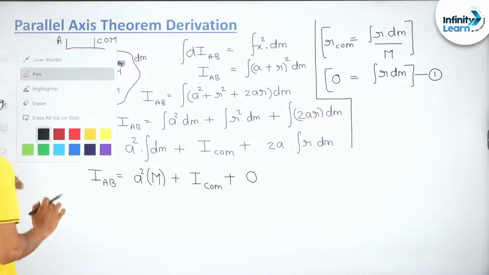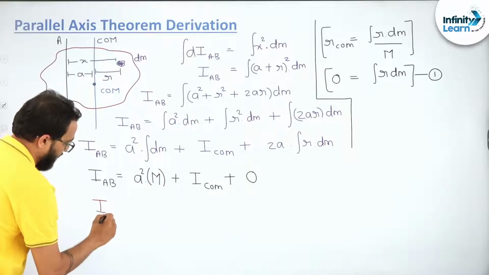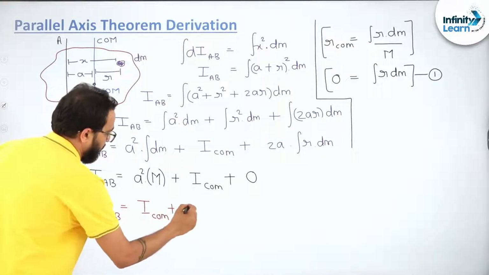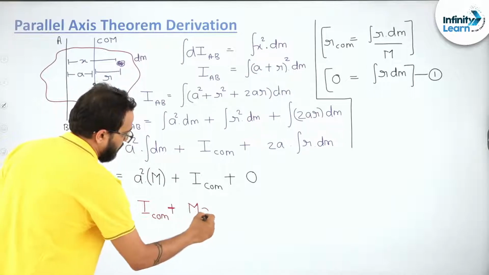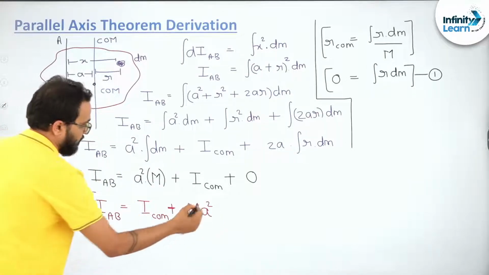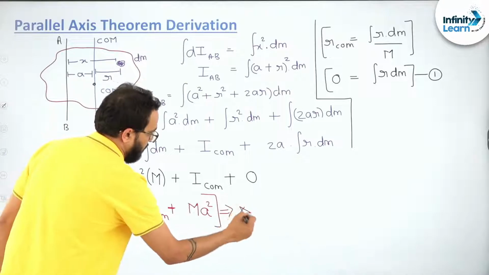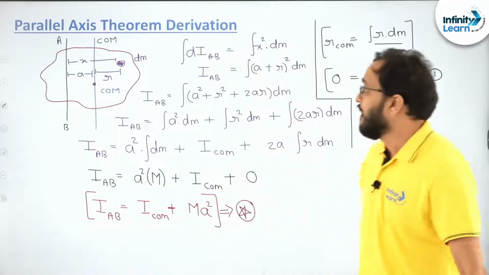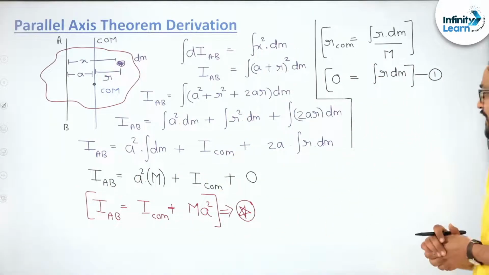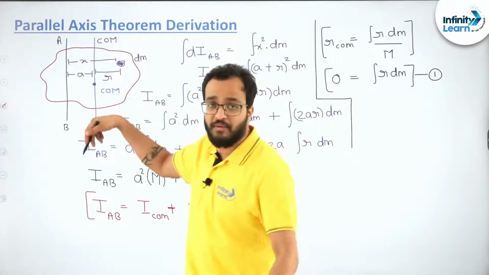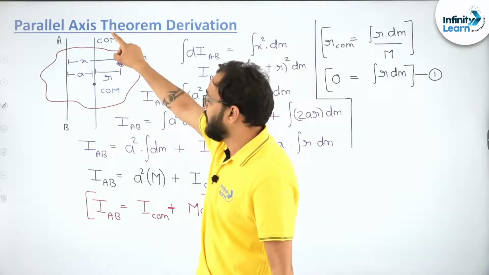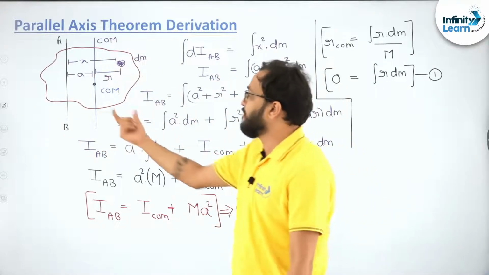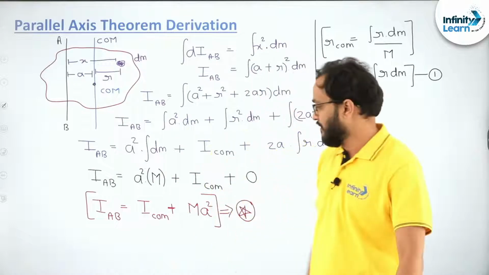After rearranging we will get this equation: IAB is equal to I about COM plus M a square. Do you understand this thing? So, this is the final proof or derivation of the parallel axis theorem. So, I about this axis AB will be equal to I about an axis passing through the center of mass parallel to AB, plus M times the square of the distance between these two axes, right?